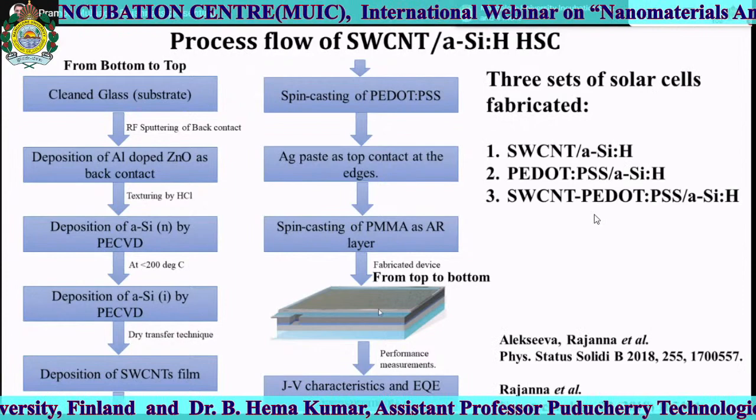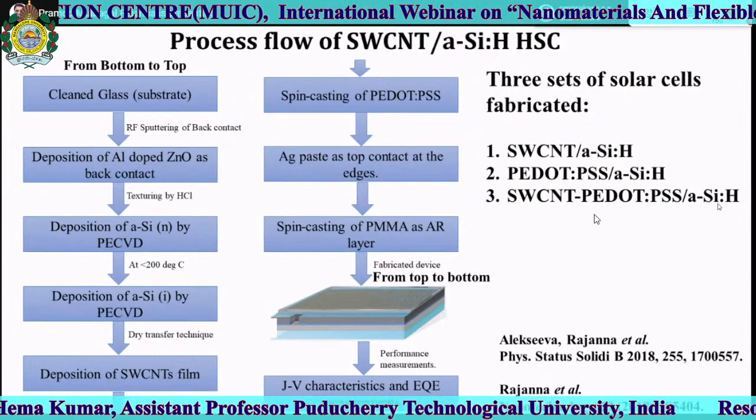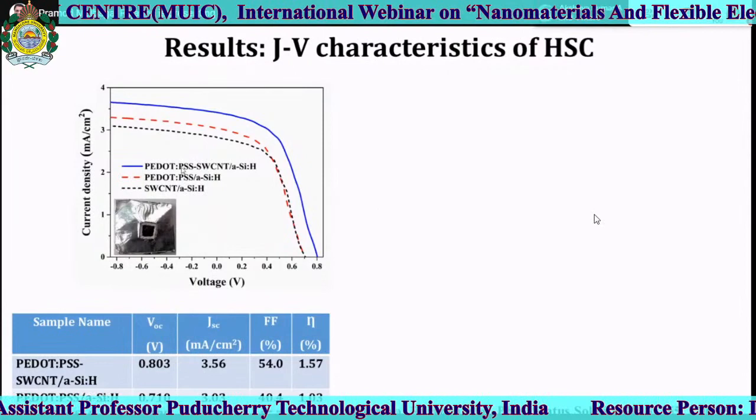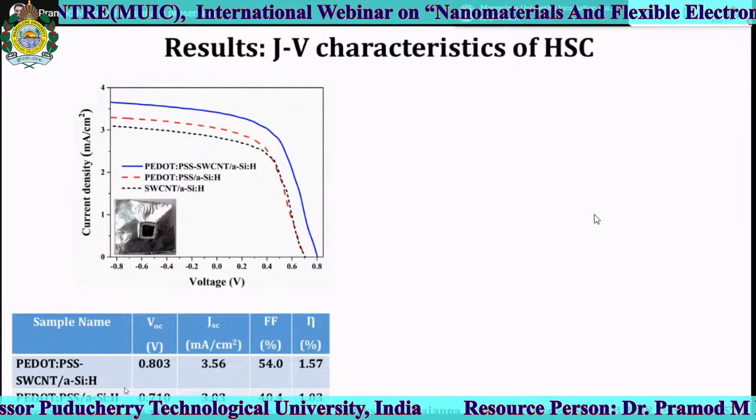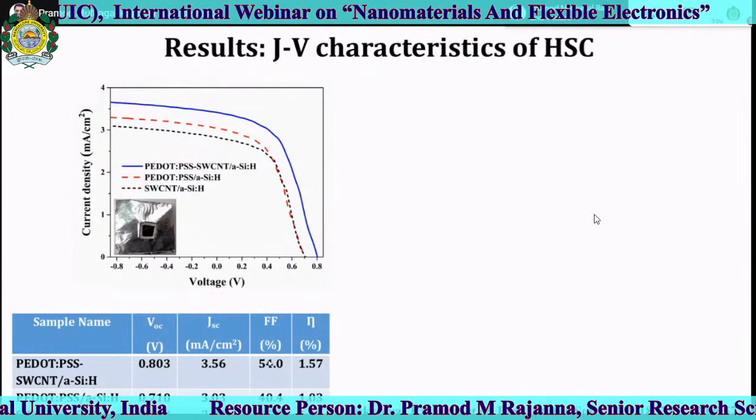One was a carbon nanotube amorphous silicon, the second was a PEDOT:PSS amorphous silicon, and third was a carbon nanotube polymer composite amorphous silicon. And then we check when we make the measurements, so we see that the composites of PEDOT:PSS and carbon nanotubes fare much better in terms of output. So it has an open circuit voltage of 800 millivolts, a current density of nearly 3.5 when compared to PEDOT:PSS amorphous silicon and carbon nanotube amorphous silicon, with a much higher fill factor.